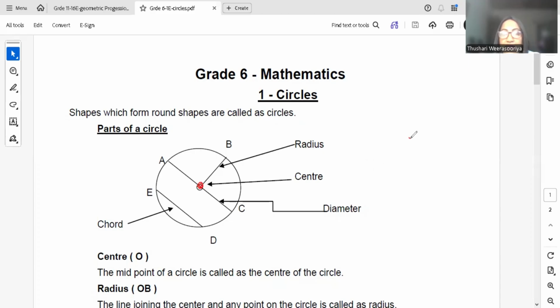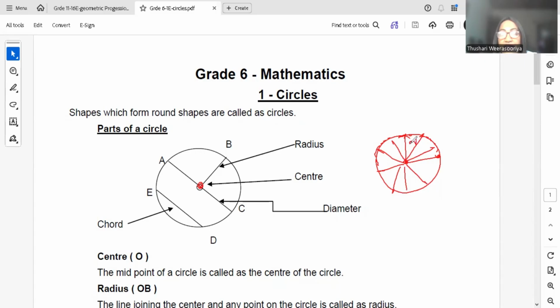Radius is, now I'll take a separate circle and explain. From the center we can join points to the circle. The line is called the radius. The line joining the center and a point on a circle. How many points are there? Infinity, billions of points are there. Then we get an infinite number of radii for one circle. All are equal in length.